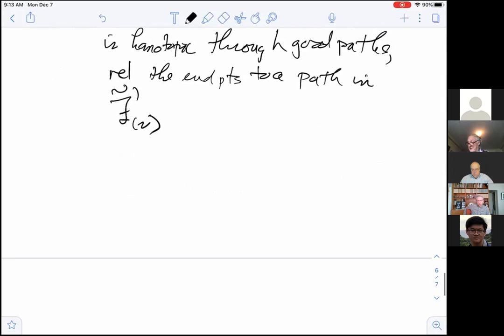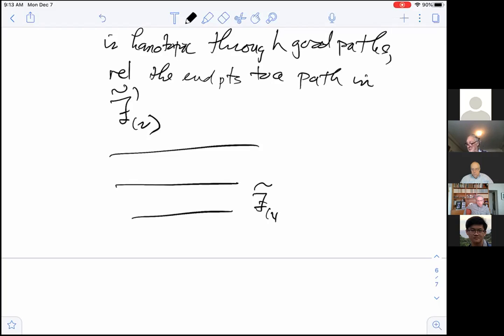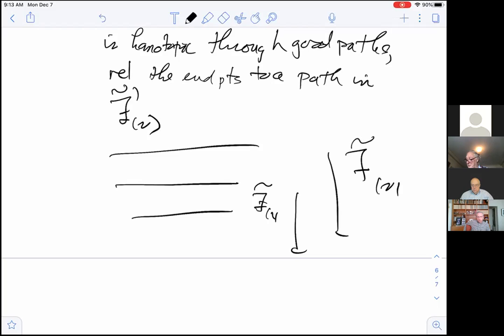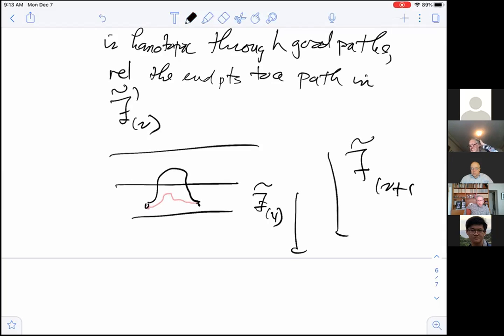So if we think of ordering these things now, so this is F tilde nu and below here, and this is F tilde nu plus 1. Any path like this deforms relative to its endpoints to a path purely in F nu.